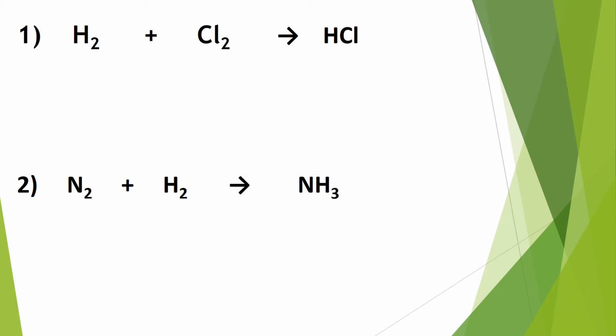First question: hydrogen combines with chlorine to form hydrochloric acid. Hydrogen is a gas, so you need to write the symbol for physical states. Chlorine is a gas and HCl also is a gas. Now how to balance this?